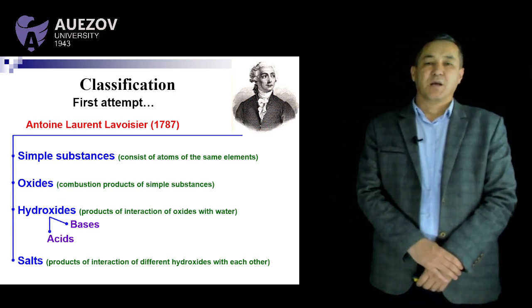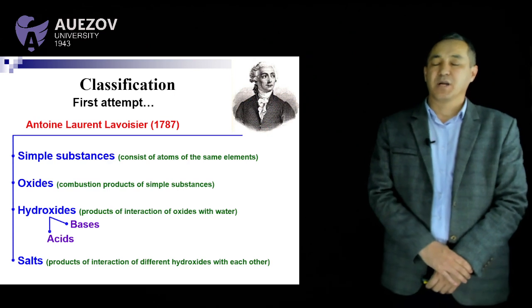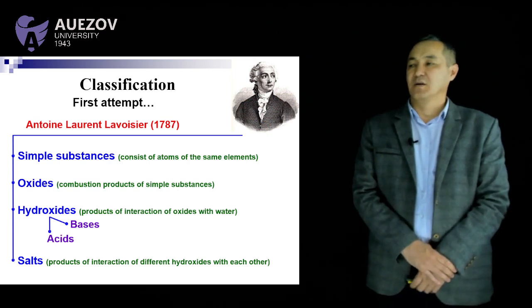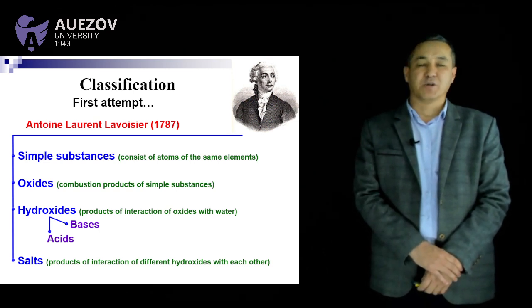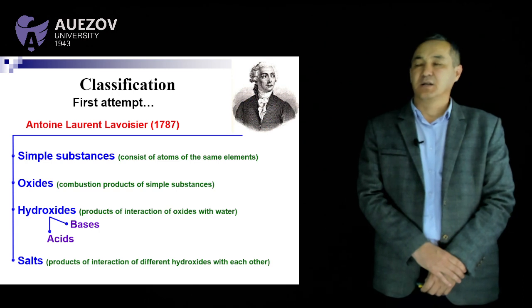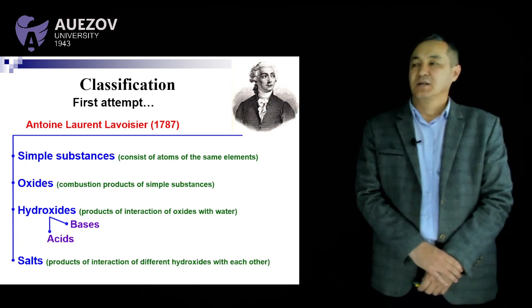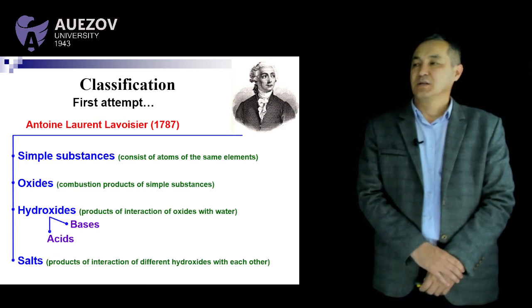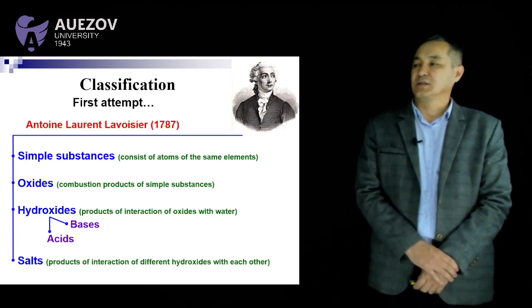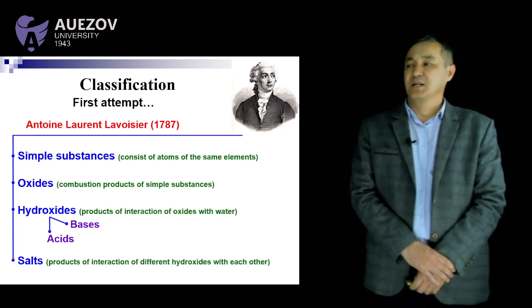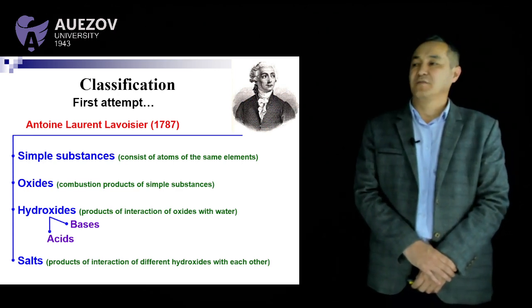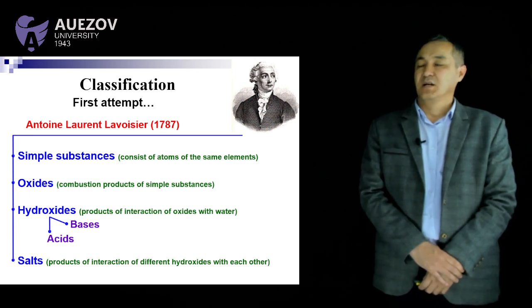Classification of chemical substances was first attempted by Antoine Laurent Lavoisier in 1787. He stated that a simple substance consists of atoms of the same element.